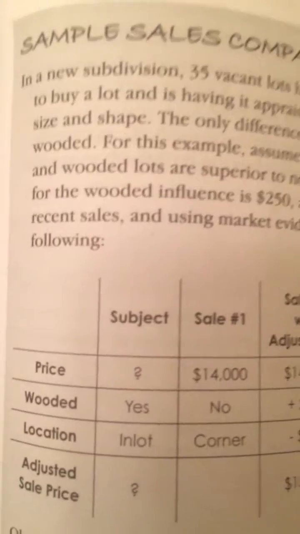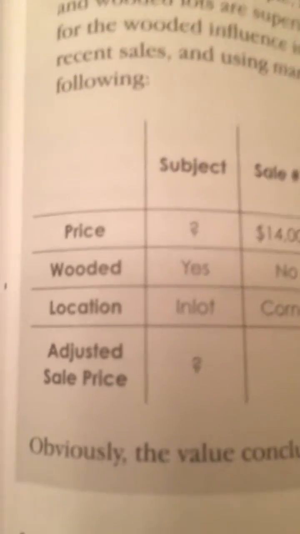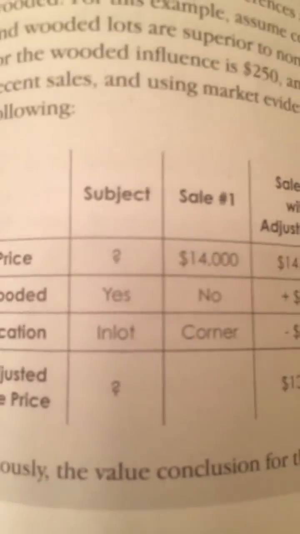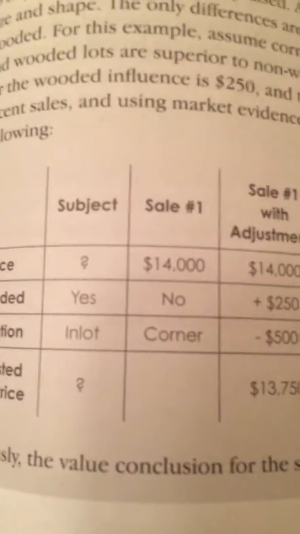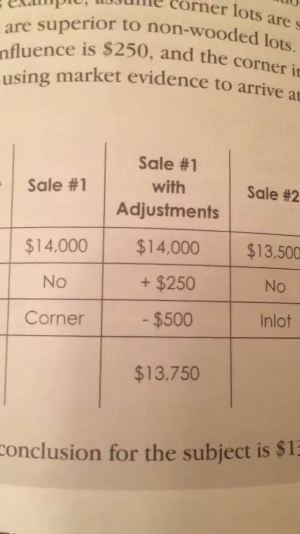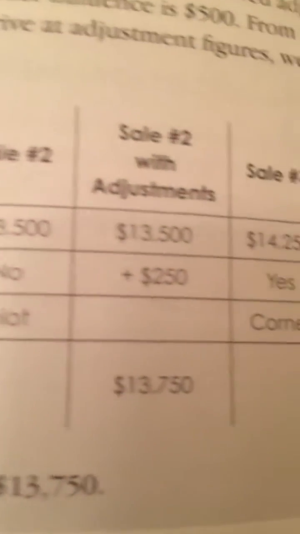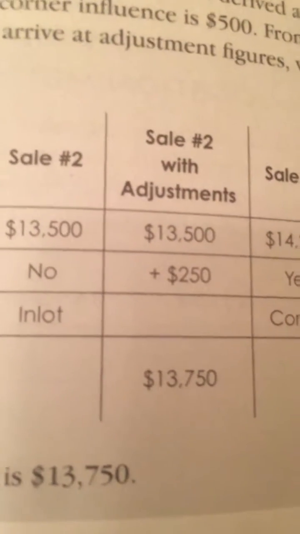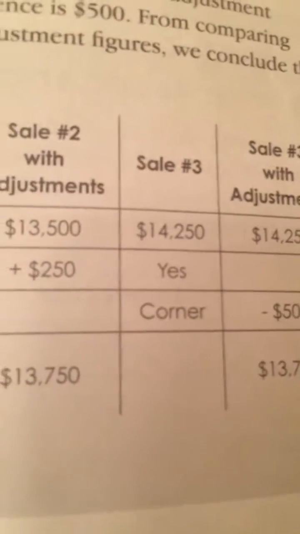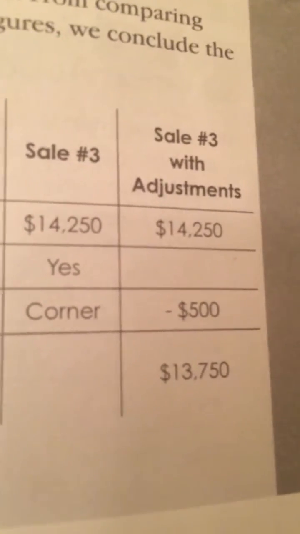From comparing recent sales and using market evidence to arrive at adjustment figures, we conclude the following. Price, the subject, we're trying to figure it out. Sale number 1, $14,000. Sale number 1 with adjustments, $14,000. Sale number 2, $13,500. Sale number 2 with adjustments, $13,500. Sale number 3, $14,250. Sale number 3 with adjustments, $14,250.